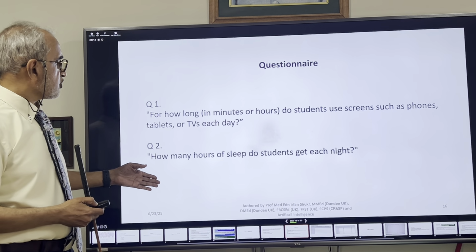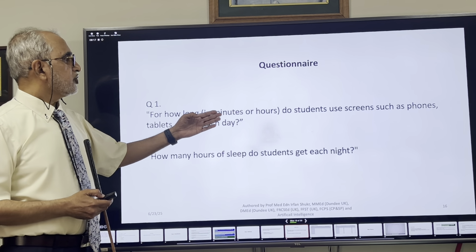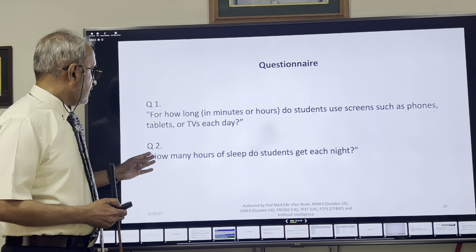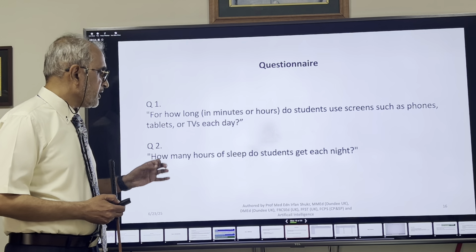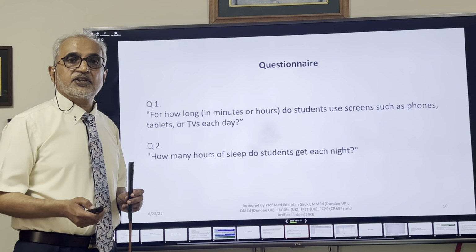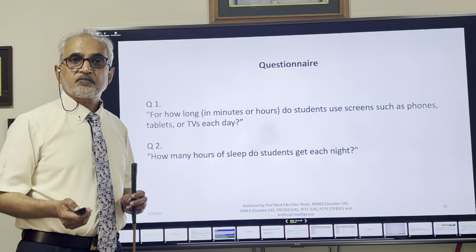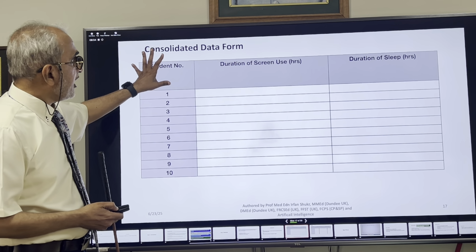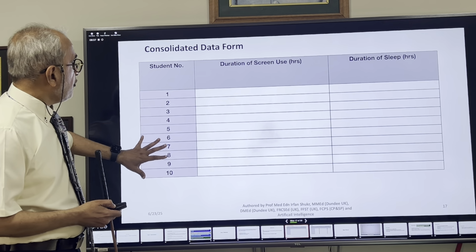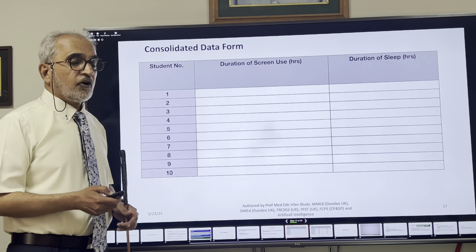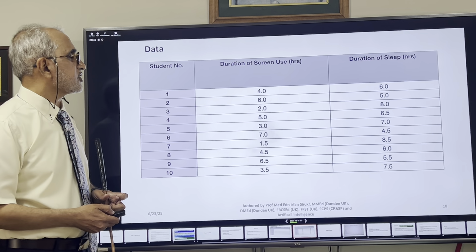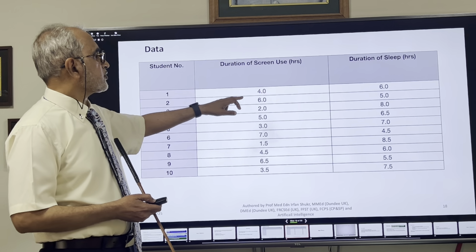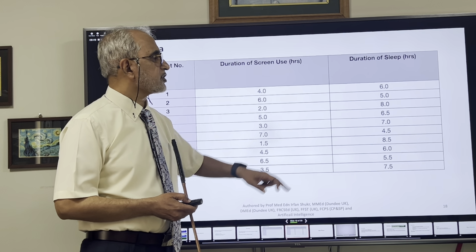The questionnaire consisted of 2 questions. Question 1: for how long do students use screens such as phone, tablets or TV each day? And question number 2: how many hours of sleep do students get each night? Now, when these questions are distributed, I produce this form to consolidate the data. For example, for student number 1, the duration of screen time was 4 hours and the duration of sleep was 6 hours.